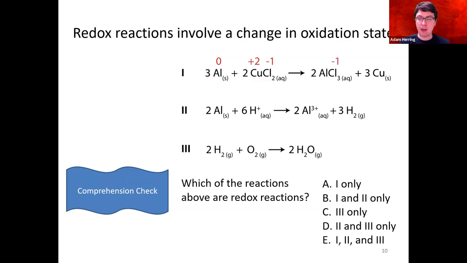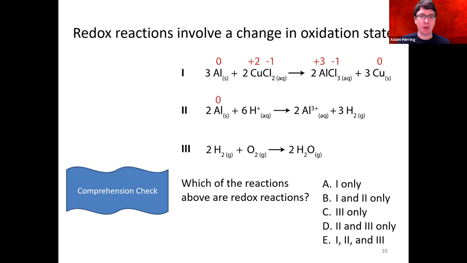On the right side, we have chlorine with, again, an oxidation number of -1, which means that aluminum must have an oxidation number of +3. And copper, because it's elemental, has an oxidation number of 0. This is a redox reaction because the oxidation states of aluminum and copper are changing. Aluminum, we see, goes from 0 to +3. Therefore, it lost 3 electrons. It was oxidized. Copper went from +2 to 0. Therefore, it gained 2 electrons. It was reduced.